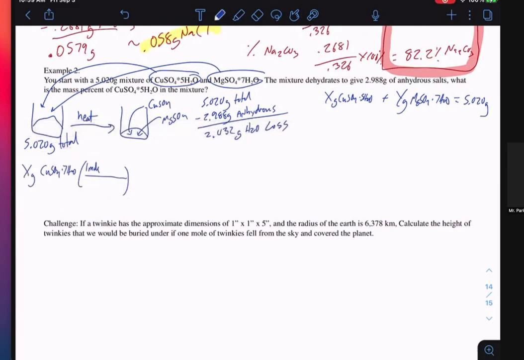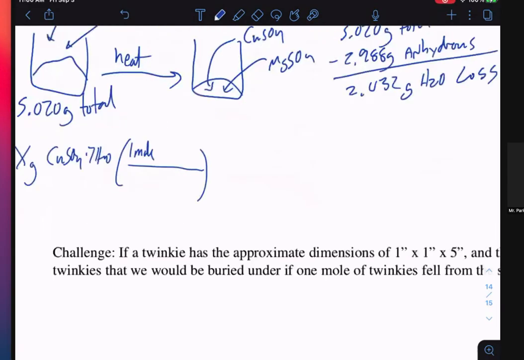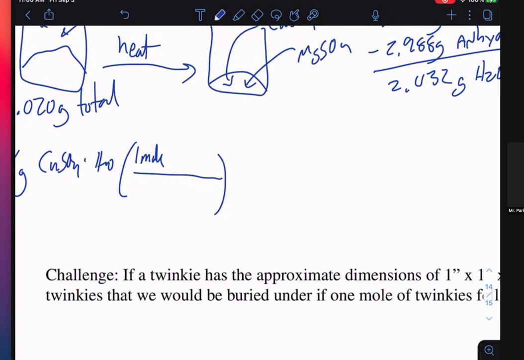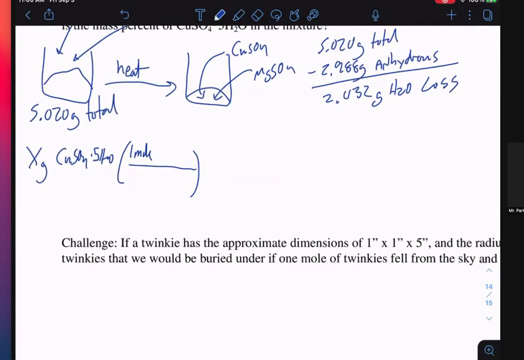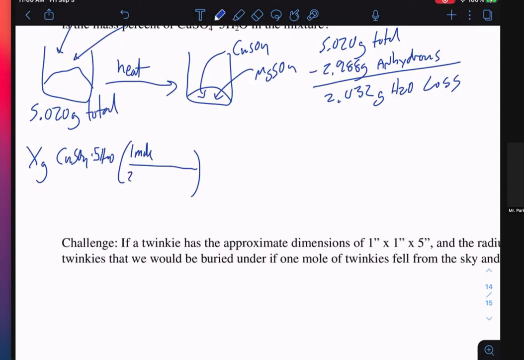So 1 mole, I need to figure out what that molar mass is of that whole hydrate formula. Okay, so I'm going to add up the copper, 63.55, plus sulfur, 32.07, plus 4 oxygens, which is 64. Okay, so 159.62 plus 5 waters, so plus 5 times 18.02. Whoops, I made a mistake, that's not 7, that's supposed to be 5. Sorry, my bad. So this whole formula's mass is actually going to be 249.71 grams.